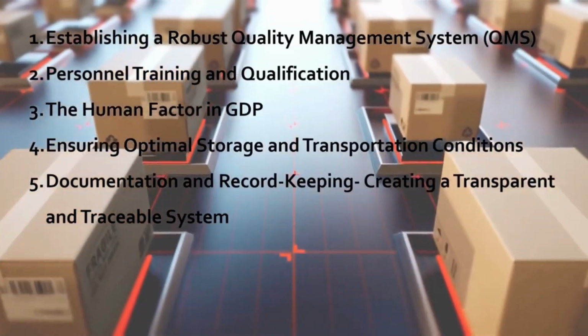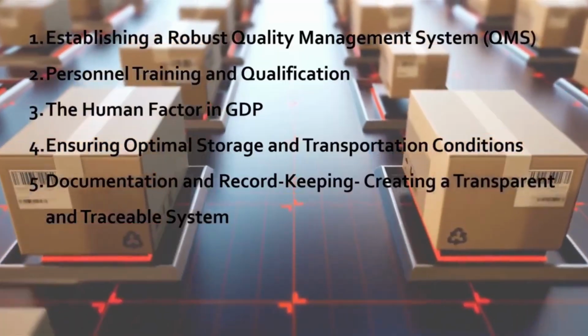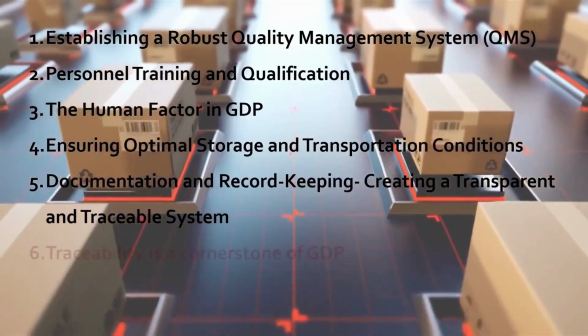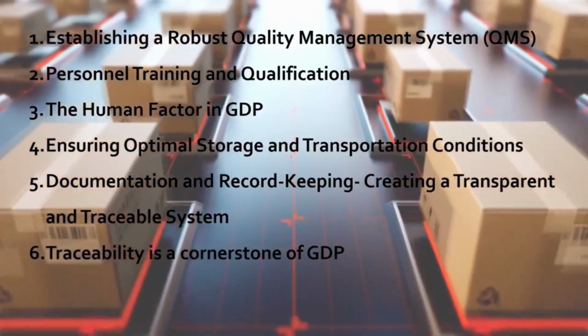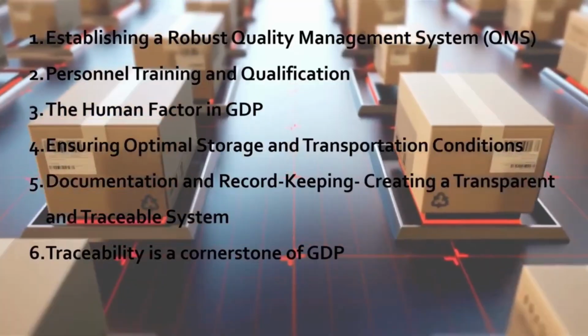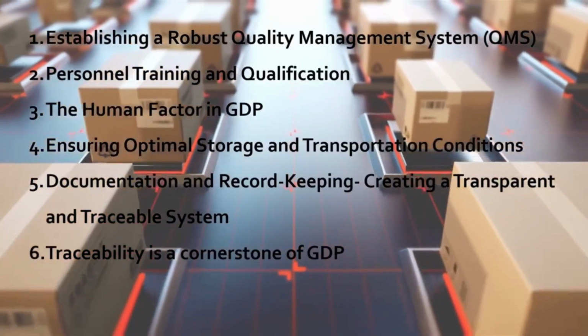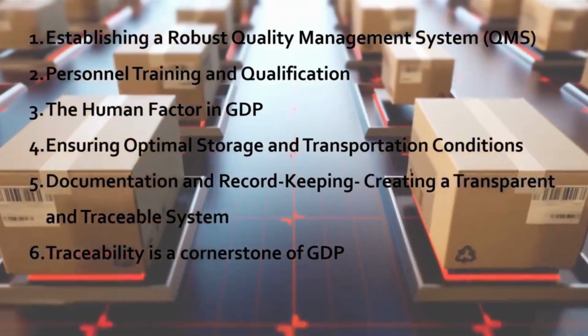Documentation and record-keeping are essential components of GDP compliance. Meticulous documentation creates a transparent and traceable system. Every step of the distribution process should be documented accurately. This includes maintaining records of purchase orders, invoices, and delivery notes. Records should be clear, concise, complete, and readily retrievable. Traceability is a cornerstone of GDP.